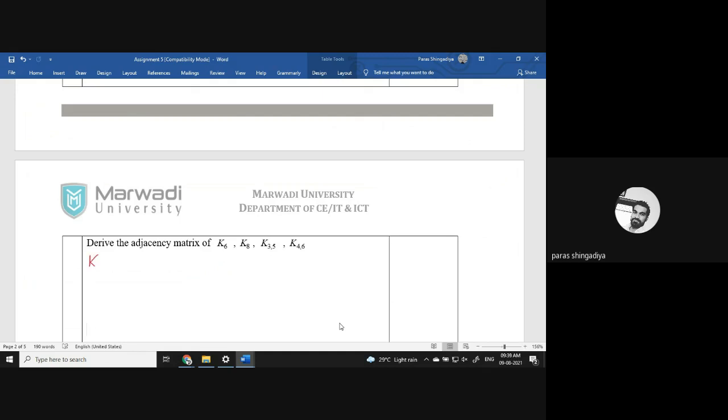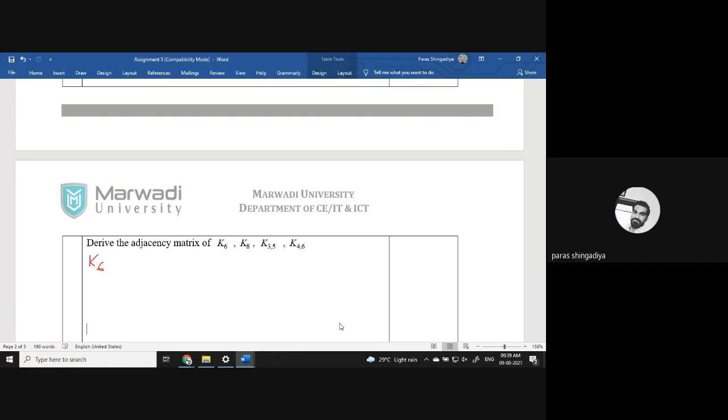K6 कौन सा ग्राफ है? What is the type of this graph? What is the meaning of K6? It is a complete graph. Good. Complete graph. Correct.